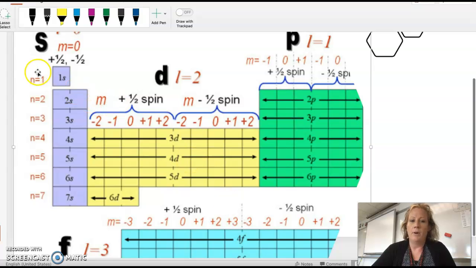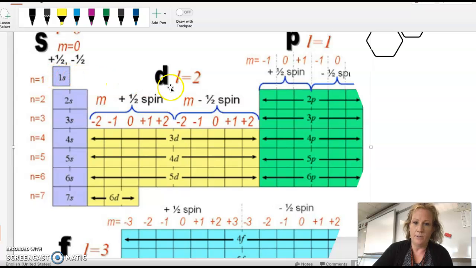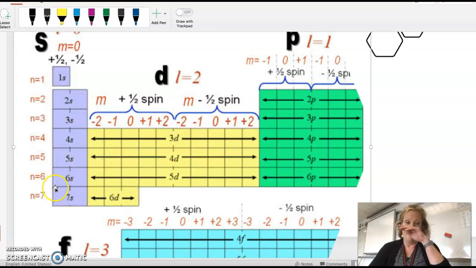So remember when I taught you the principal quantum number, that's equal to the period or row within the periodic table. And then the other thing is the spin and also the number of orbitals. So remember d has 5 ways that it can be in space. So 5 orbitals, but 5 times 2 electrons in each would give me 10 electrons total. And if you count here, it's 10 wide.